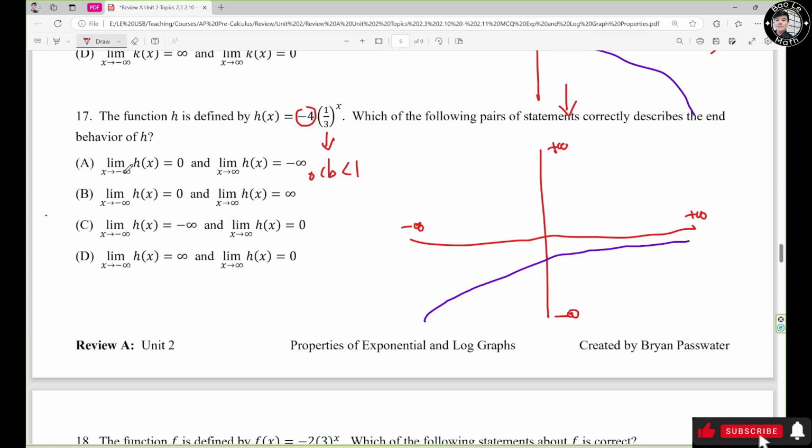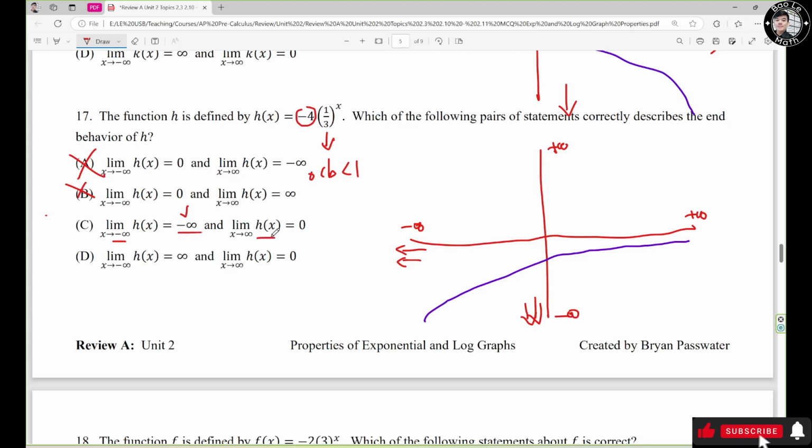Alright, now look at the answer choice A. Limit of the function h of s when s approaches negative infinity. The function approaches negative infinity, so it's a 0 right here, which means this is wrong. Answer choice B. Limit of the function h of s when s approaches negative infinity. The function approaches negative infinity, right? It's a 0 right here, so it's wrong. Answer choice C. Limit of the function h of s when s approaches negative infinity equals negative infinity. Yes, that's correct.